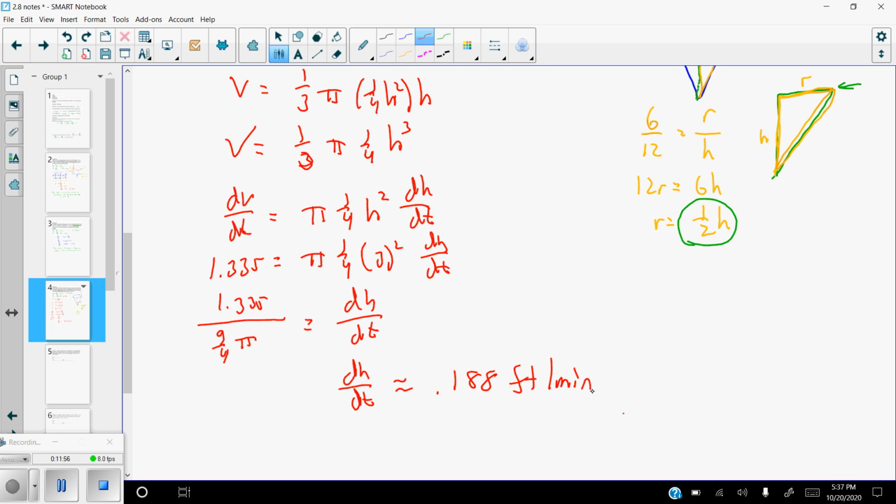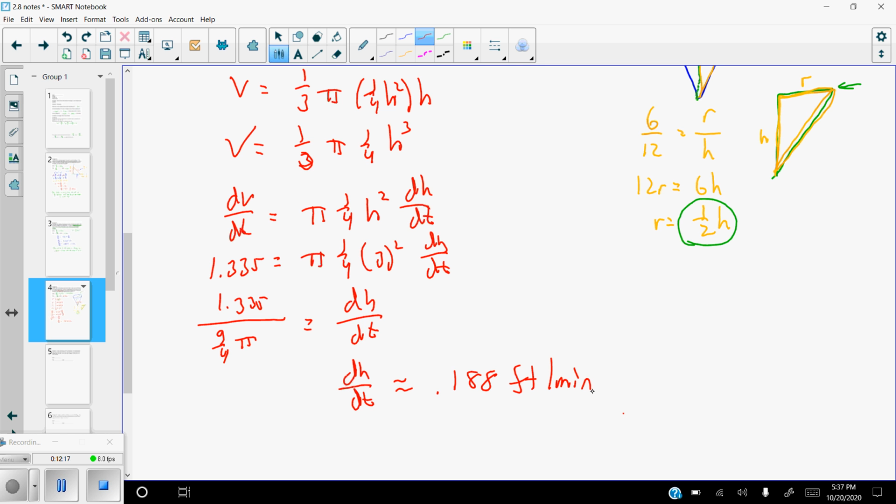per minute. Now, how do I know that it's feet per minute? Well, height is the thing that's changing. Height is linear. It's one-dimensional. Okay, it only moves in one way. So in this case, it's going to be feet, not feet squared, not feet cubed, feet per minute. And then you would go ahead and write your sentence.